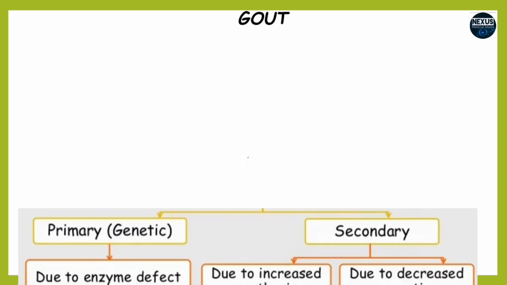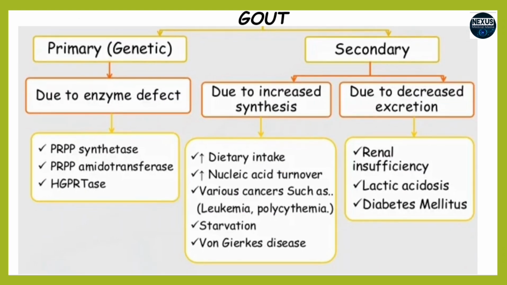All right, so gout can be classified into two groups: primary gout and secondary gout. Primary is usually genetic, occurs as a result of defect in enzymes. The enzymes in the previous slide, you see there's phosphoribosylpyrophosphate synthetase, phosphoribosylpyrophosphate amidotransferase, and this one is hypoxanthine-guanine phosphoribosyltransferase. Right, so if there is any defect in these enzymes, the person can have primary gout.